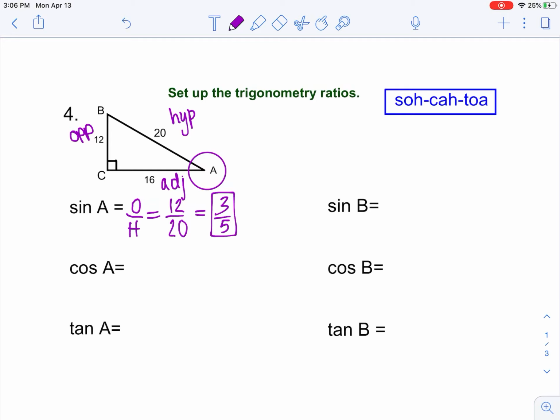Next up, we need to find the cosine of angle A. So cosine is the adjacent side over the hypotenuse.